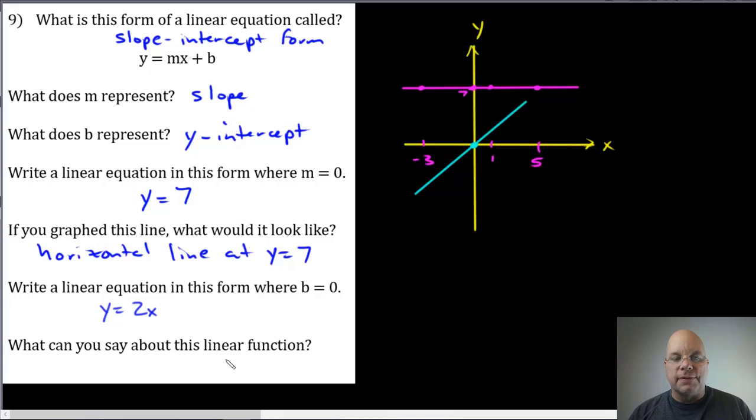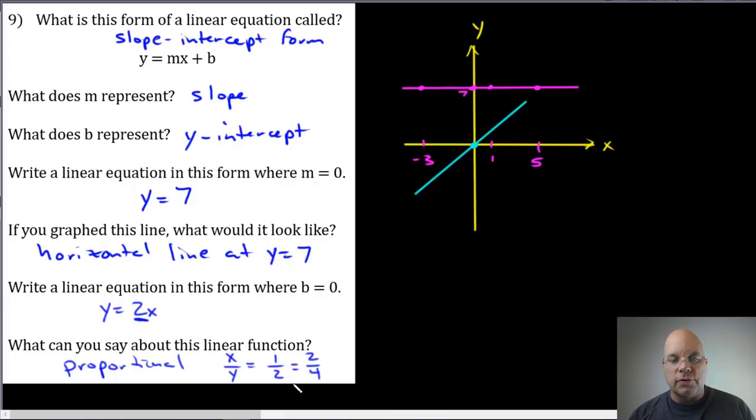Then it asks, what can you say about this linear function? If the linear equation passes through the origin, it's also a proportional relationship. For example, if x is 1, y is 2, so if I write a proportion, a ratio of x to y, I could have x is 1 and y is 2. If x is 2, y is 4. Do you see how we have a proportional relationship here? The cross products are equal. There's a scale factor of 2 equal to the slope.